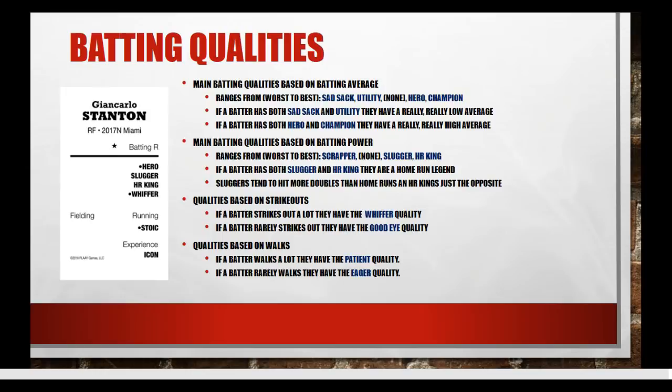as when they hit. Then there's also qualities based on walks, and Giancarlo doesn't have any of those, so he's average on this, which is okay. If a batter walks a lot, draws a lot of walks, he's going to have the patient quality. And if a batter rarely walks, they're going to have the eager quality. They're going to tend to ground out more. It's kind of the exact opposite of control.